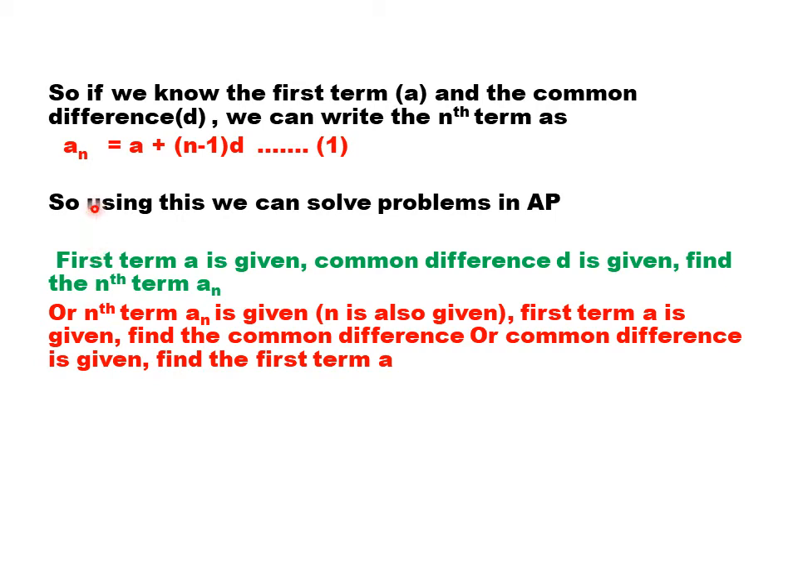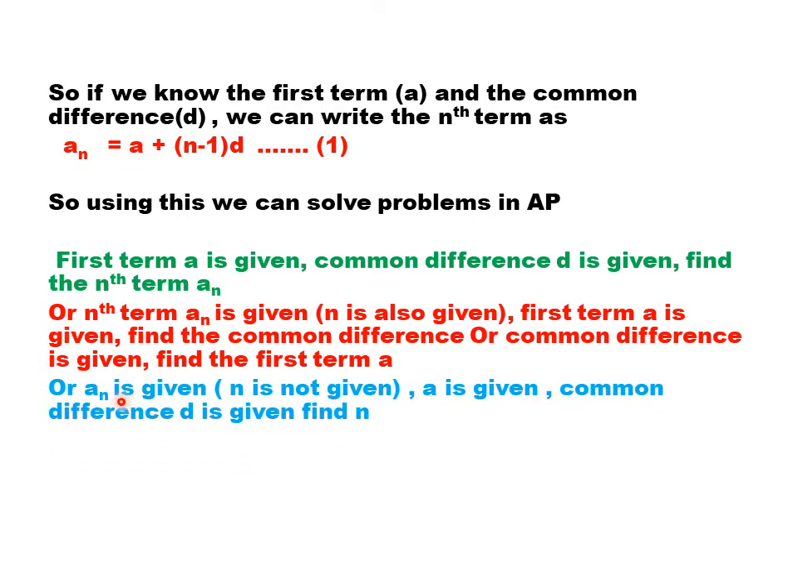Or if the nth term is given, where n is also given, suppose the 10th term is given, we know n is 10 and an is given, and the first term a is given, so we know a, we know an, and we know n, so we can find the common difference d using this relationship. Or if common difference d is given, we can find the first term a. Suppose an is given, n is given, common difference d is given, then we can find the first term a.